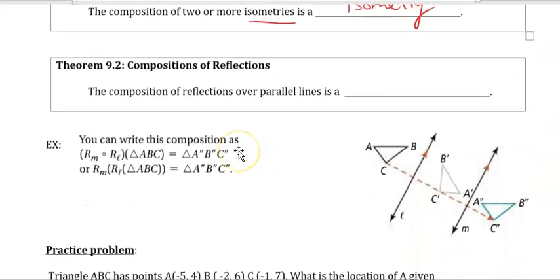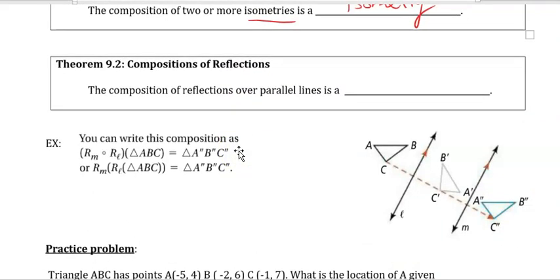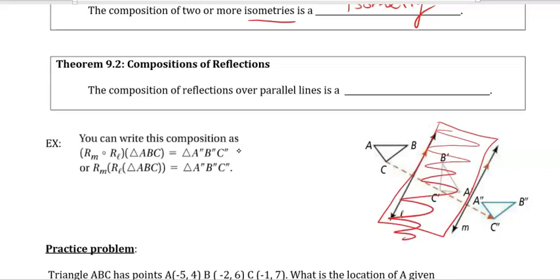Lovely. Next, the composition of reflections. The composition of reflections over parallel lines. Now this one is a little interesting. Take a look. We've got parallel lines here. This one is line L, this one is line M. If I reflect A, B, C over the first line, and then I do it again, if I covered this up with a piece of paper, as in you couldn't see what happened in the middle, what does it appear that two reflections over parallel lines just gives you? A single what? Translation. Fantastic. The composition of reflections over parallel lines is a translation. Anybody have any questions on that?